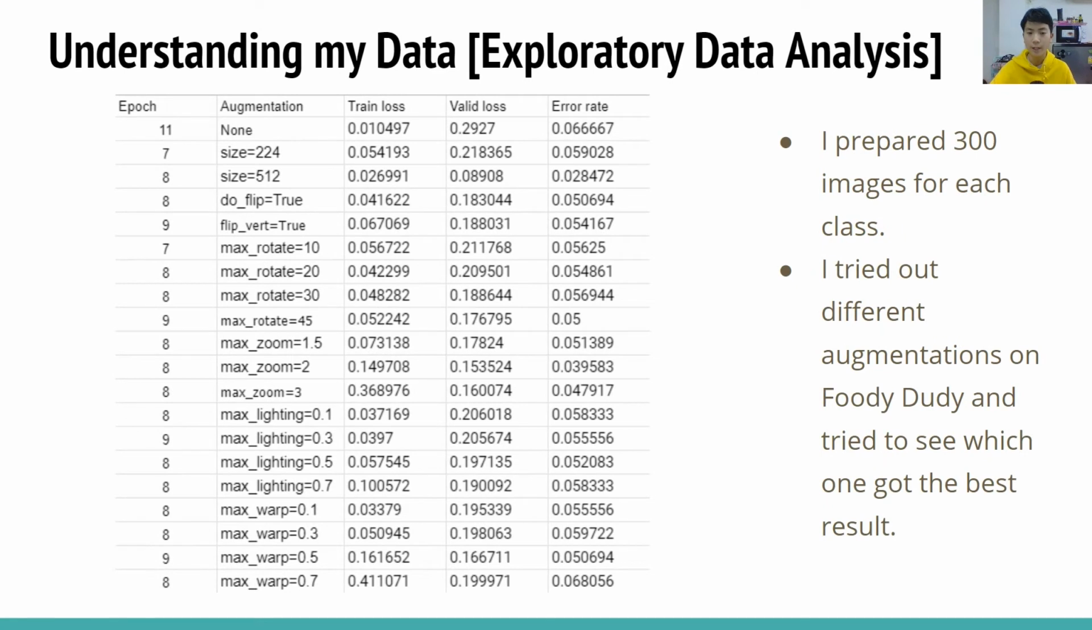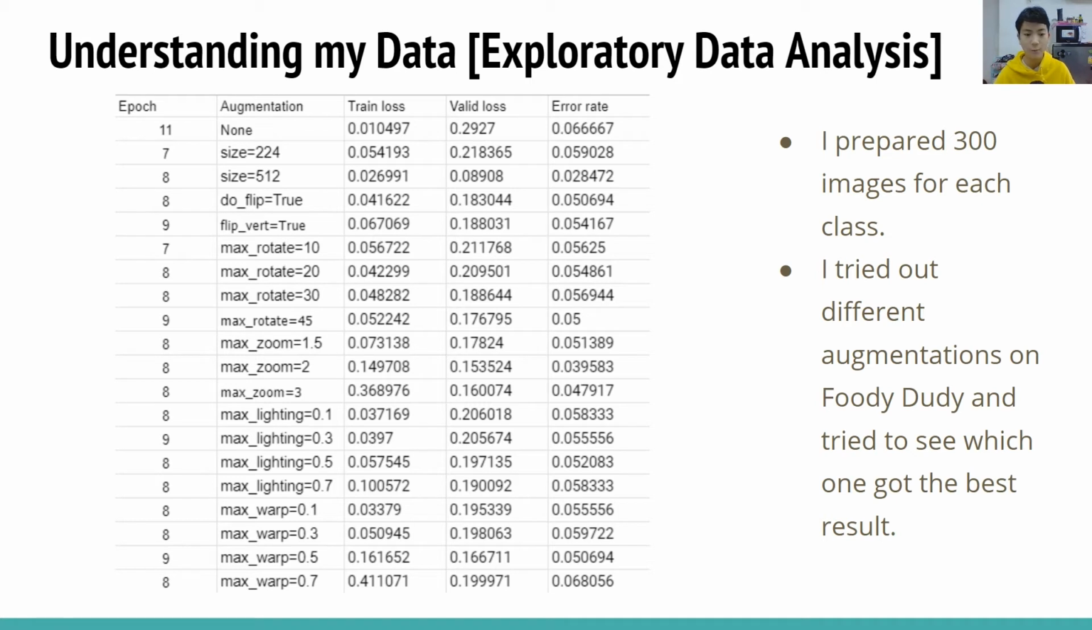And then understanding my data, exploratory data analysis. For this one, I just experimented with augmentation. I tried each one of them out to optimize my error rate. For the first one, there's none, and as you can see, it's 6. And for the rest, it's actually quite the same, 5.6, 5.4, 5.5, etc. However, the one that really stands out is size 512, which is to resize my image to 512 pixels by 512 pixels, and performing the standard fast.ai augmentation on it, and it got me down to a whopping 2.8% error rate, which is really good.